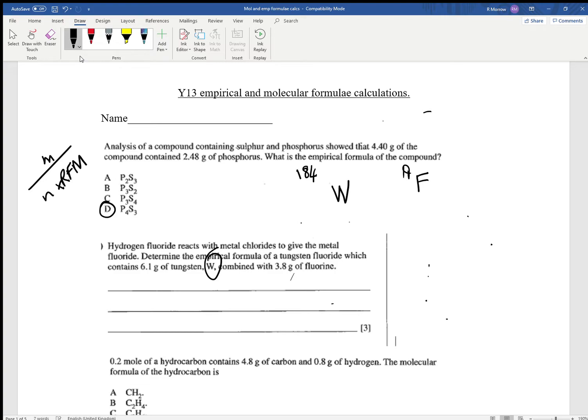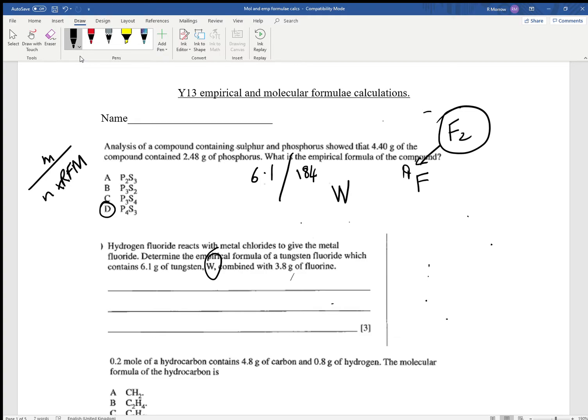And it's F. What I thought maybe some people were doing today, I'm not sure, because we got cut off, was using F2. But remember, it's not. It's made up of the fluoride. It's just the F. So we're working out how many moles of atoms of fluorine there are, not molecules of fluorine. So we take our 6.1 and divide it by that, and that's going to give us the moles of tungsten that we have.